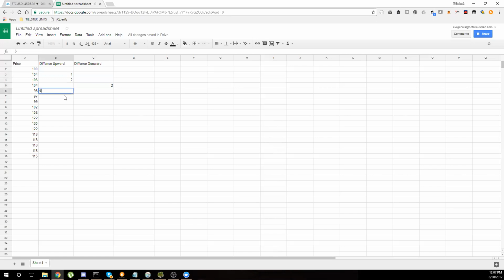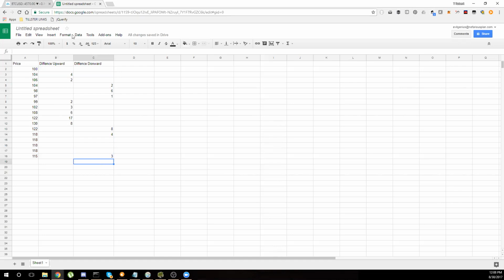104 minus 98, difference downward of 6, difference upward of 1, difference upward of 2, difference upward of 3, difference upward of 6, difference upward of 17, difference upward of 8. Finally, we get a move back downwards here, difference downward of 8, difference downward of 4, nothing, nothing, nothing, nothing, difference downward of 3, okay?